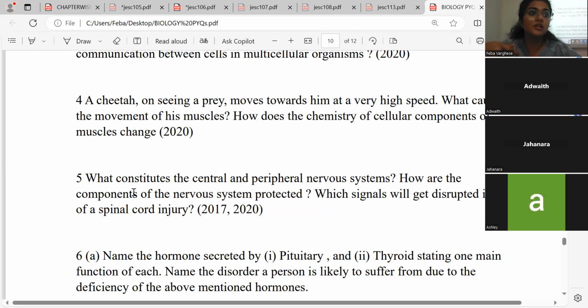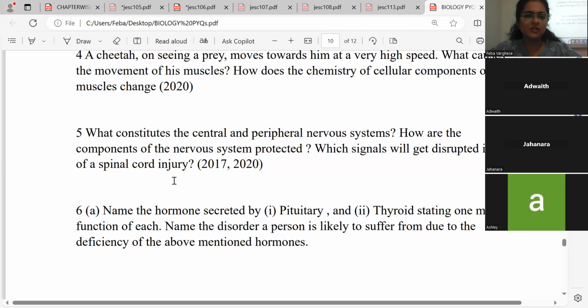The brain is also involved over here so as to maintain its movement. Both these things have to be written, neuronal as well as the endocrinal mechanism. All those things have to be explained properly. I think this was a 3-mark question.